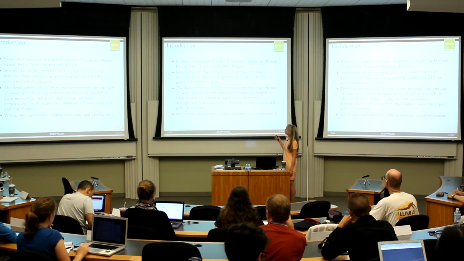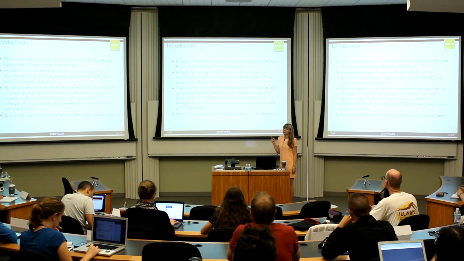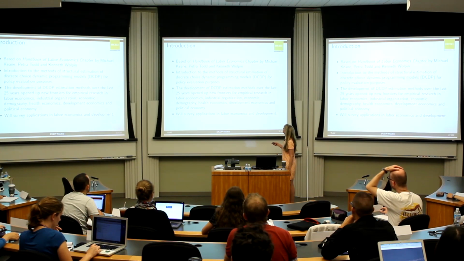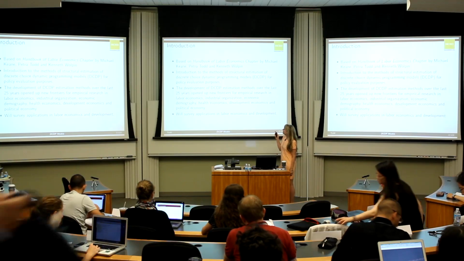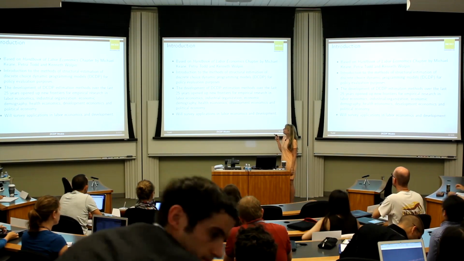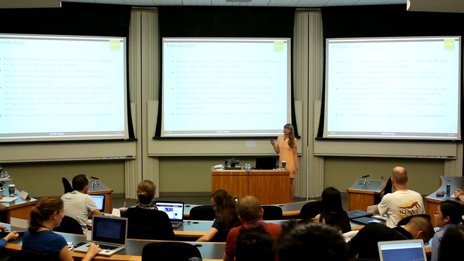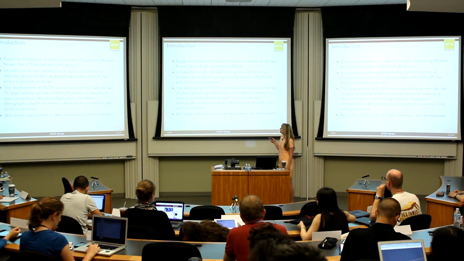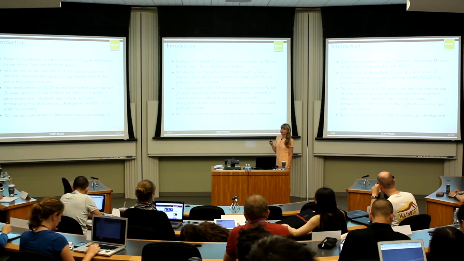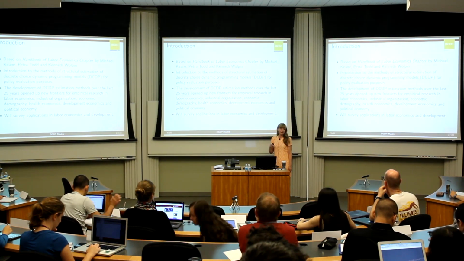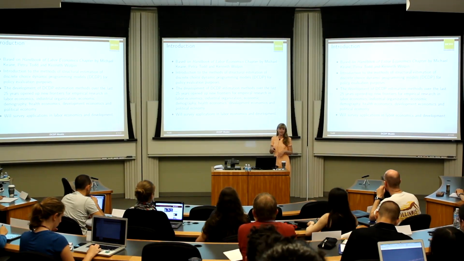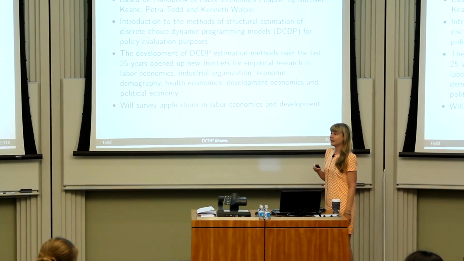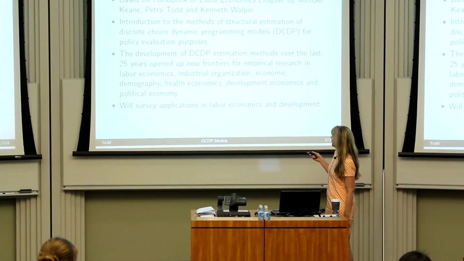It's based mainly on the Handbook of Labor Economics chapters that I wrote with Keane and Wolpin, which came out in the last handbook. And these, we call them DCDP models, over the last 25 years, there have been a lot of new developments in many different fields: labor economics, IO, demography, health economics, development economics, political economy. At first, the models analyzed relatively simple questions, mainly for computational reasons, but as computers have gotten a lot better, we're now able to study much richer questions.